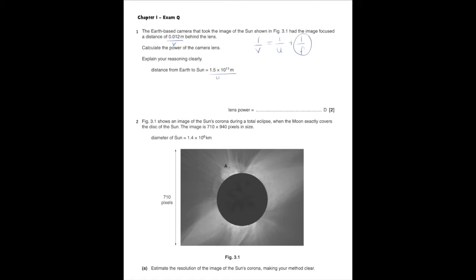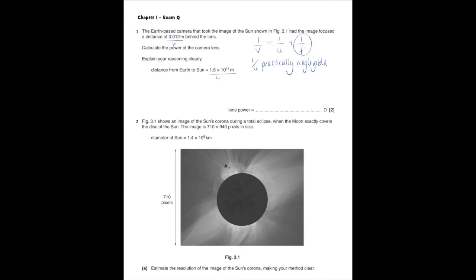Now, if we compare those two values, when we look at 1 over v and 1 over u, given that u is 1.5 times 10 to the 11 meters, the value for 1 over u is practically negligible. It's very, very small. Okay? So that is our assumption that we're going to make here, or our deduction, if you like. Value for 1 over u is practically negligible.